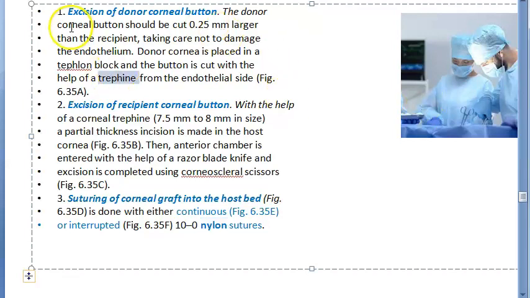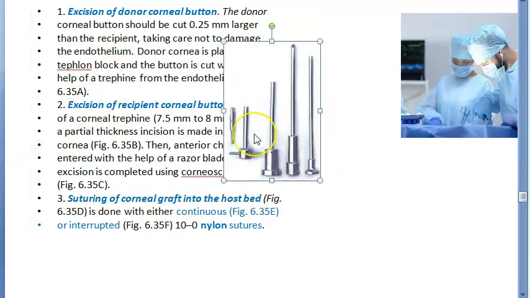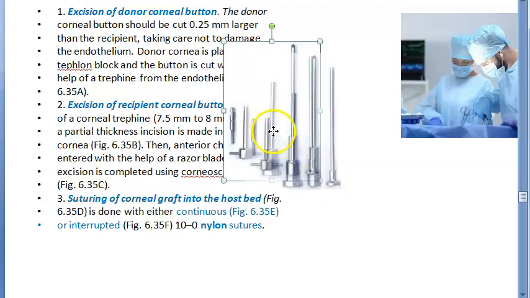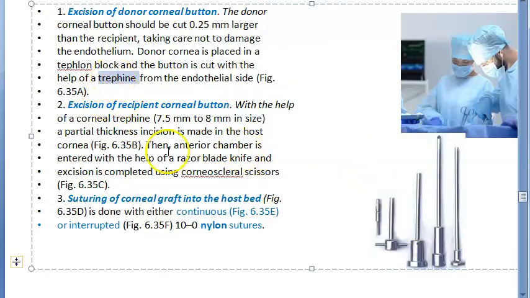Now look at this donor corneal button excision. Basically they will take little bigger than what they need. Then they'll keep it on a Teflon block and cut it with trephine. What is trephine? It's some hole saw to remove like a circle. Okay. So that is trephine. Then the recipient corneal button, again with this corneal trephine they will remove. A lot of technical details here.